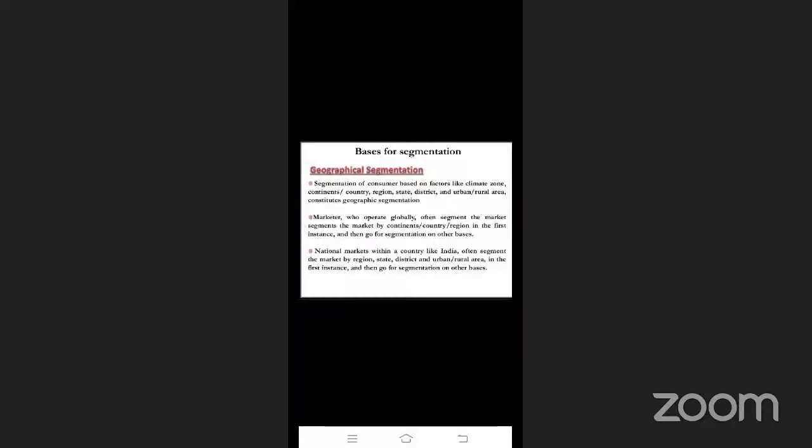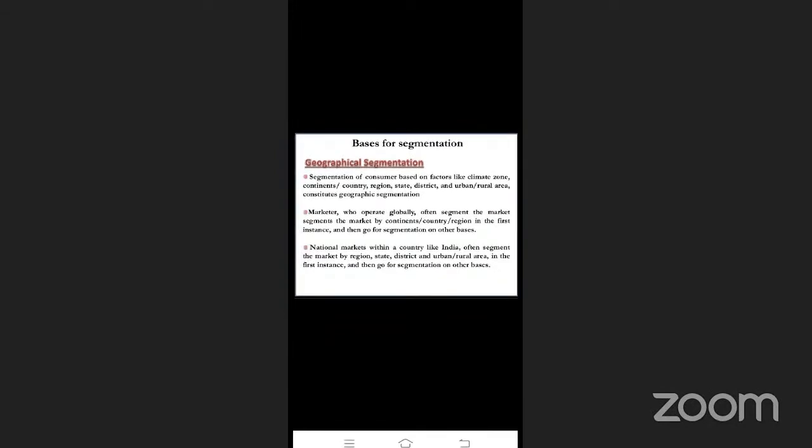So basis for segmentation, geographical segmentation, studies factors like climate. Continents, country, region, urban, rural constitute geographic segmentation. We often segment the market by continents, country, region in the first instance, and then go for segmentation on other basis. So national markets within a country like India often segment the market by region, state, district, urban, rural area in the first instance, and then go for segmentation on other basis.